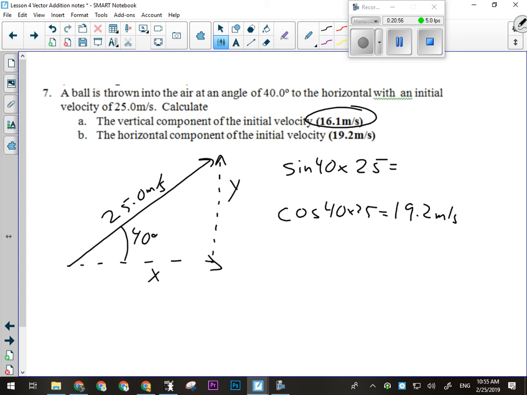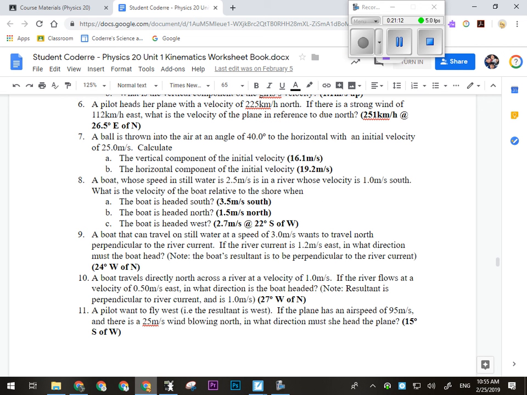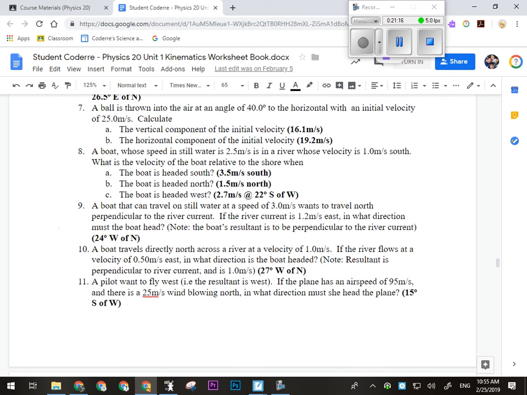The 25 is at an angle, right? So it's moving 19.2 meters per second horizontally, and it's moving at 16.1 vertically. Everybody follow me on that? All right, let's keep going there with number 8 then, and 9. Let's see how we do on those.